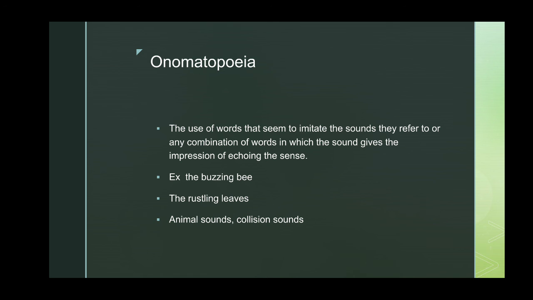In other words, you could say the sounds which come out of the mouth, like gargle, mumble, growl, these are also onomatopoeic. Apart from that, animal sounds like bark, buzz, chirp, moo. These sounds are also onomatopoeic, like the buzzing bee, the rustling leaves, collision sounds. So onomatopoeia is basically known as sound words. Okay, I think it's clear to you. Thank you.